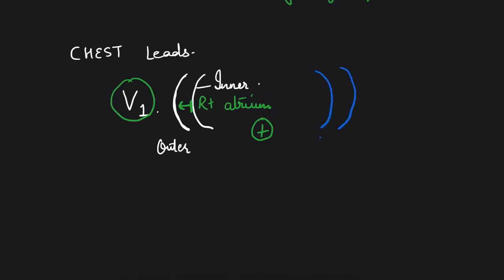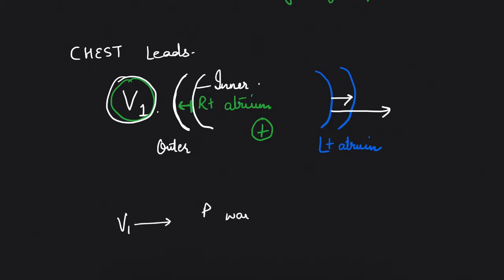Now if we see at the same level, the left atrium lies opposite to the V1. Now in this case also the current travels from inside to outside, that is from endocardium towards the pericardium. Now for V1 lead, the current is going away from the lead. So the depolarization of right atrium in the P wave in V1 lead will cause a positive deflection, whereas the depolarization of the left atrium in the V1 lead will cause a negative deflection. So the resultant wave will become a biphasic wave, as you can see.